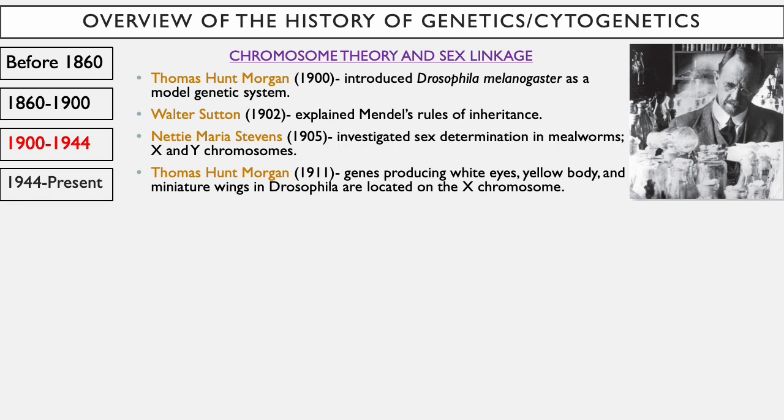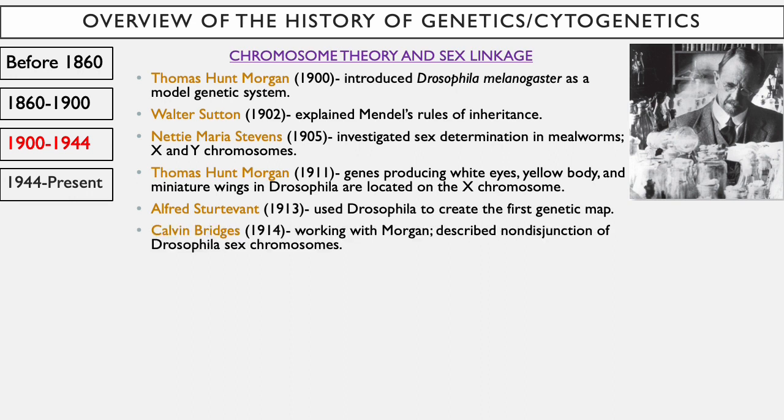Thomas Hunt Morgan discovered that there are certain genes that produce white eyes, yellow body, and miniature wings in Drosophila, and these genes are located in the X chromosome. And these findings would result in the discovery of the X-linked or sex-linked genes. Alfred Sturtevant used Drosophila to create the first genetic map. Calvin Bridges, working with Morgan, described non-disjunction of the Drosophila sex chromosome.